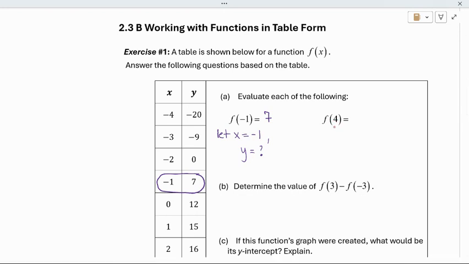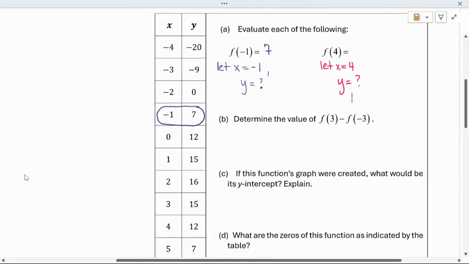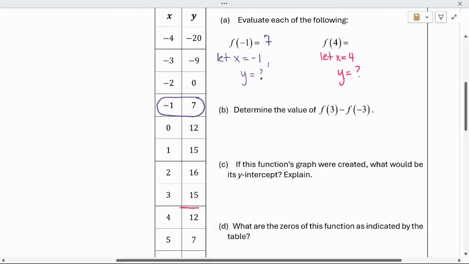What about f of 4? Well, this is just saying, hey, let x equal 4. Tell me what y is. So when I scroll a little bit so we can see it, yeah, when x is 4, y is 12.